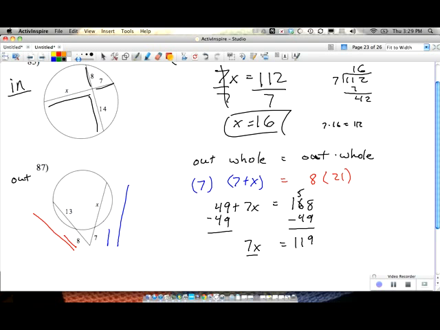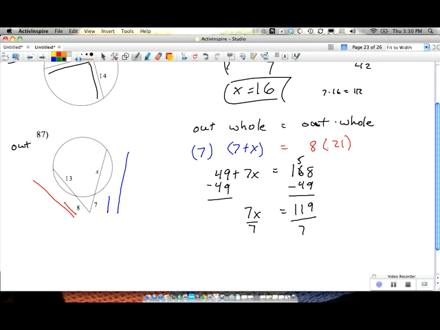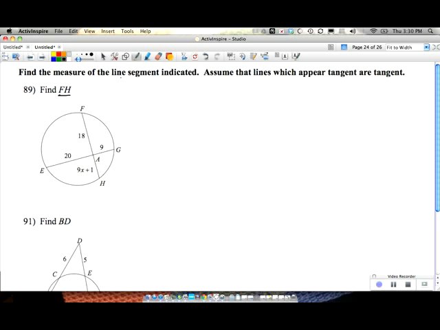Find FH. So it's find the measure of the line segment indicated. Not only do we have to solve, but then we have to evaluate. And evaluate means to find the value. So we're doing more than just solving an equation. Okay, so we've got 9x plus 1. I'm guessing that represents this side right here. So that means that 9x plus 1 is going to be multiplied by the other piece, which in this case is 18. And then the other two pieces are 9 and 20. So those are going to be equal to 9 times 20.